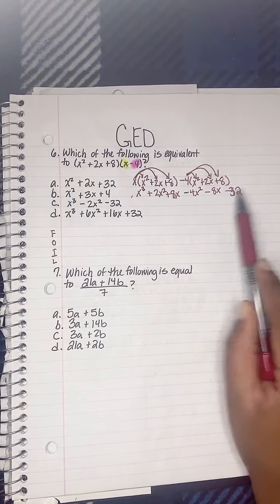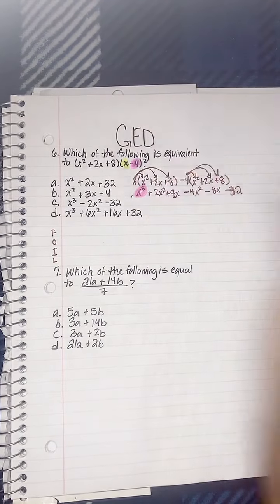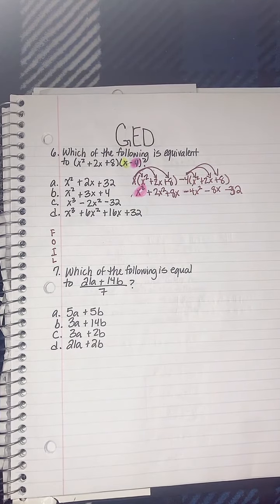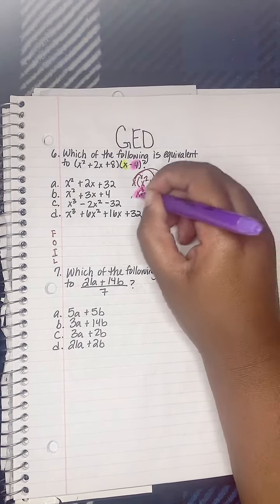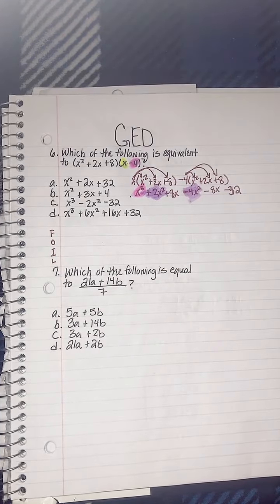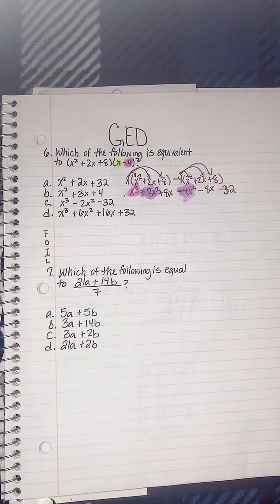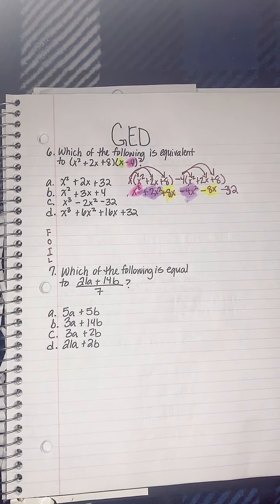Okay, so this is what we have. Now, for me, I always like to color code. It just helps my brain. I'm a little dyslexic, so for me it really helps a lot to sort things. So this is a 2x squared. This is a negative 4x squared. And then we have this plus 8x and this negative 8x. And then this last one we got a negative 32.